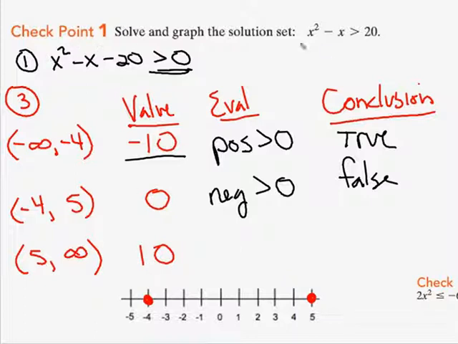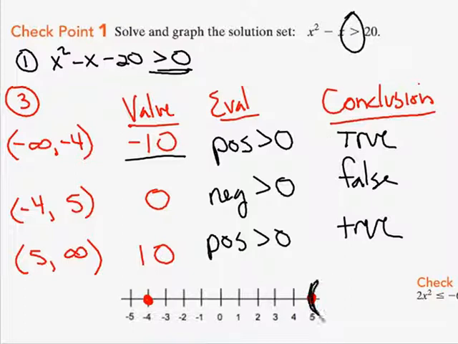Positive 10, 10 squared is 100, minus 10 is 90, minus 20 is 70, but 70 is still a positive number, which is greater than 0. So there we have again true. So we're not going to color in between the boundary points. We're going to head off to positive and negative infinity. We are strictly greater than, so there will be parentheses. Parenthesis off to the right, parenthesis off to the left.